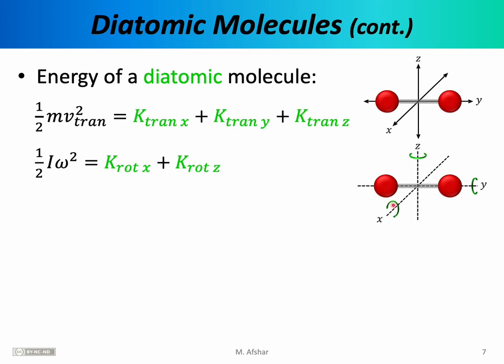Now it turns out that the bond that holds the two atoms together is never perfectly rigid. Given enough energy, this bond can be stretched or compressed. So a better model for the bond between two atoms is a spring. If the bond is very strong, like a covalent bond, then we would model it using a very stiff spring. If the bond is a weak bond, like a hydrogen bond, then we would model it using a soft spring.